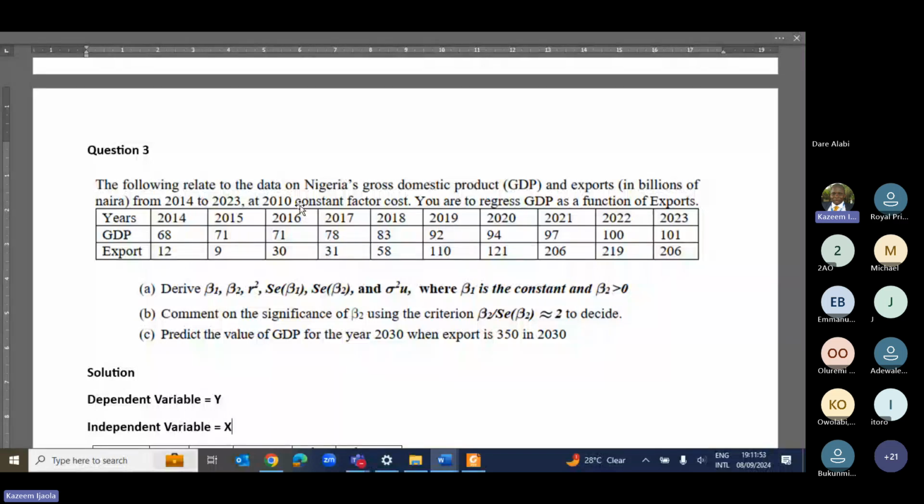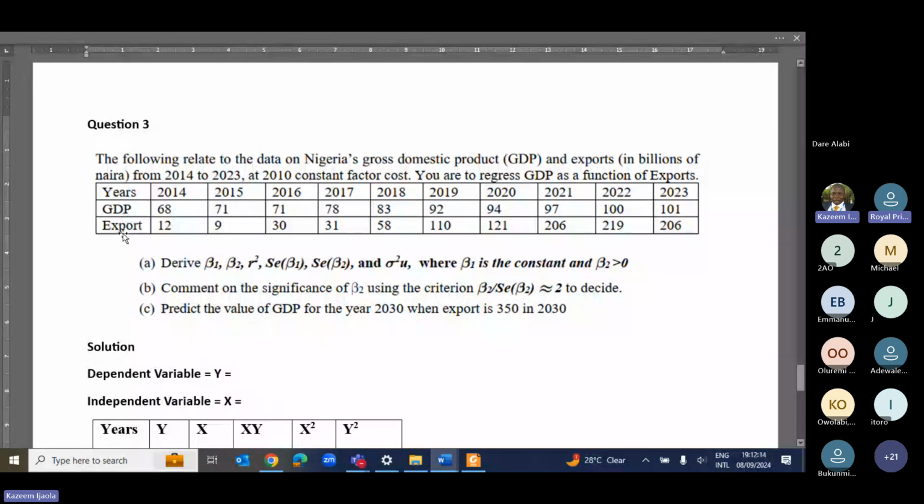If exports don't grow, GDP doesn't grow. So which one do you think is the dependent? Which one is depending on which one? I think GDP is depending on exports, correct. So I will make my GDP my Y, then my exports is going to be my X. Sorry, who doesn't understand this analysis?